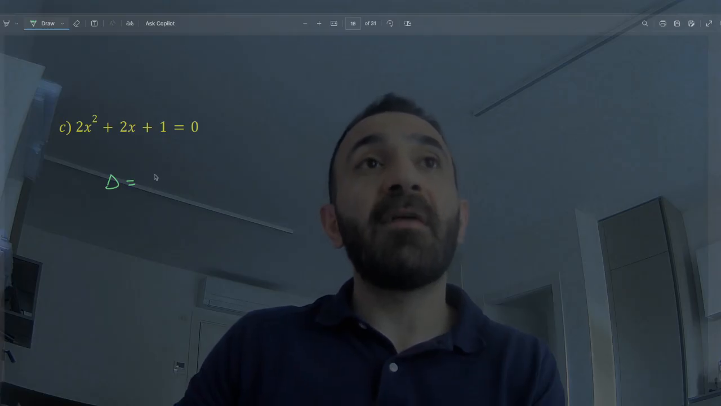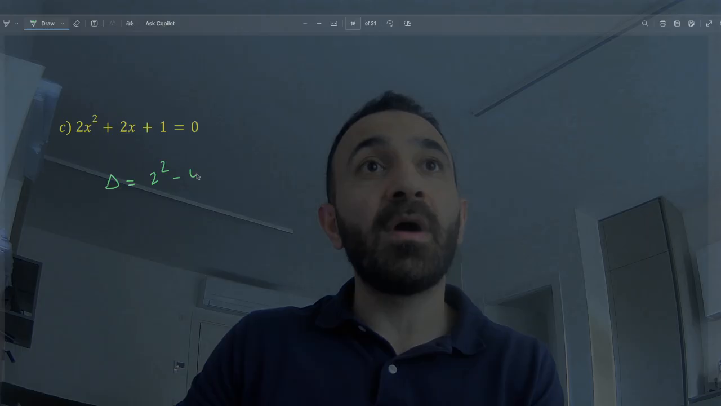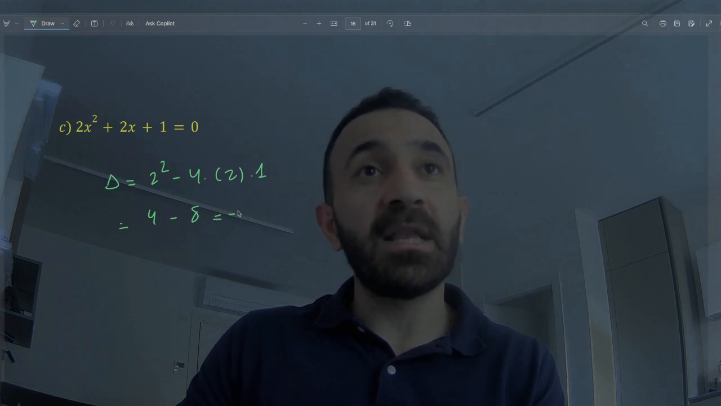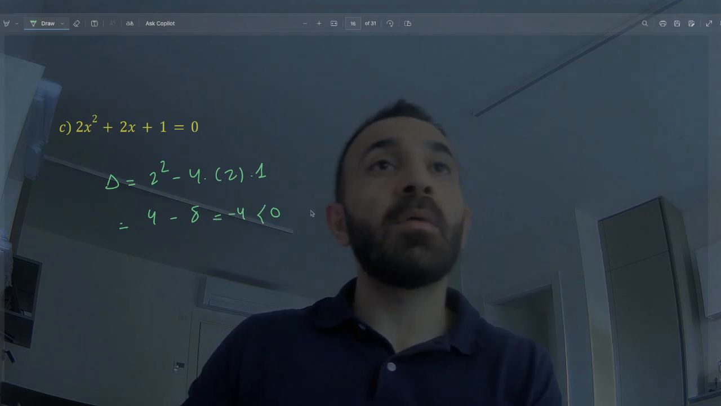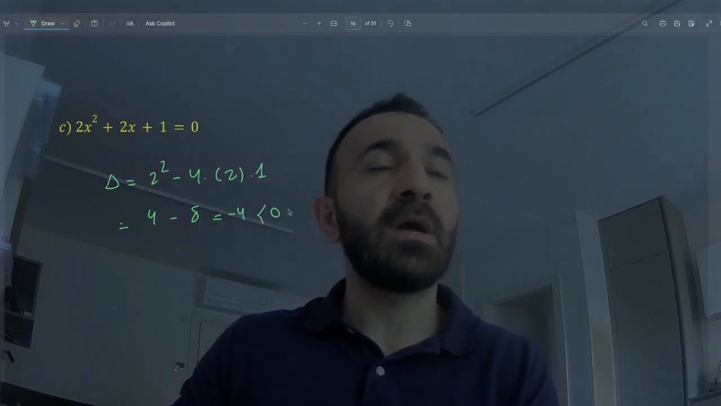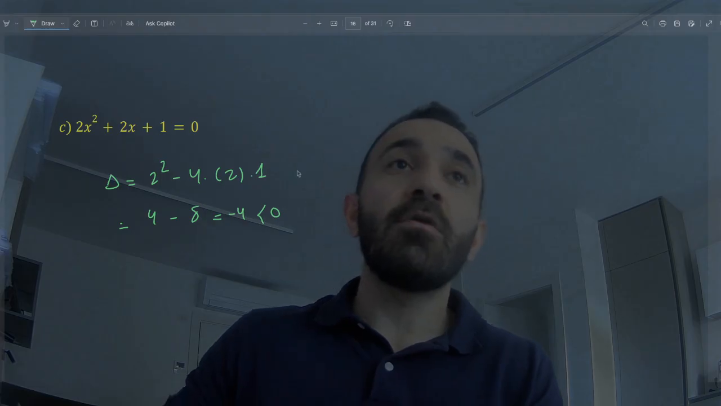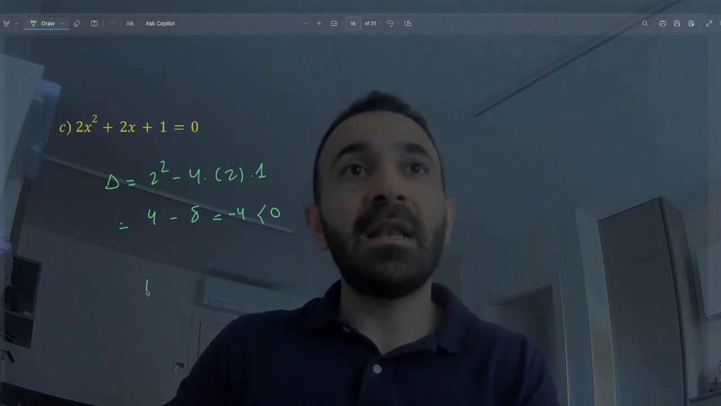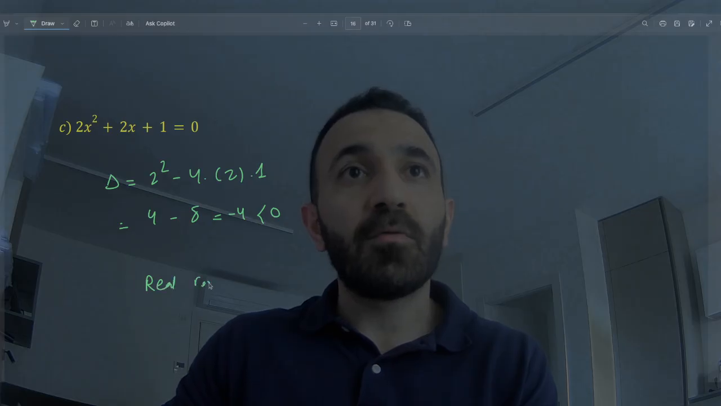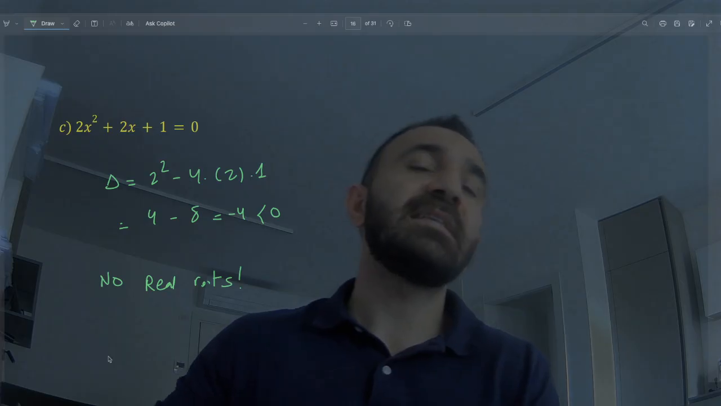Delta is b squared, so 2 squared minus 4 times 2 times 1. So it's 4 minus 8, which is minus 4, which is a negative number. Let me check. 2 squared minus 8, exactly. Delta is negative, so this equation doesn't have any real roots. No real roots. Okay, that's it.